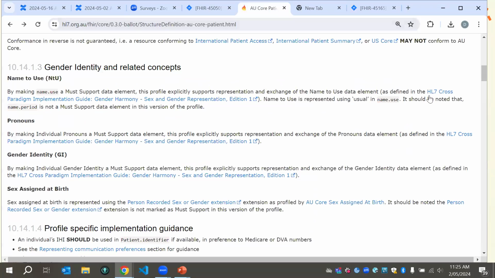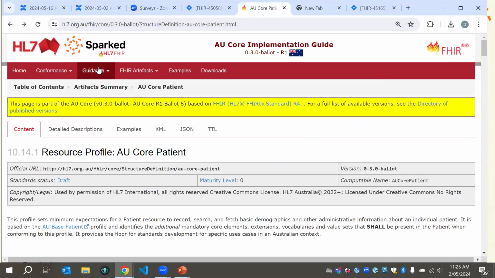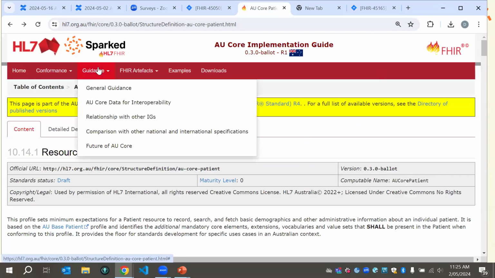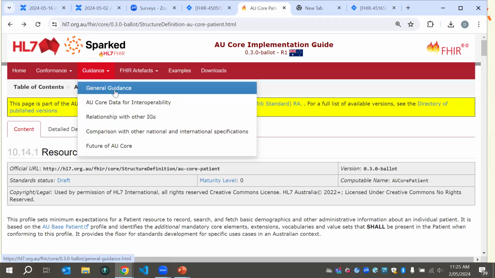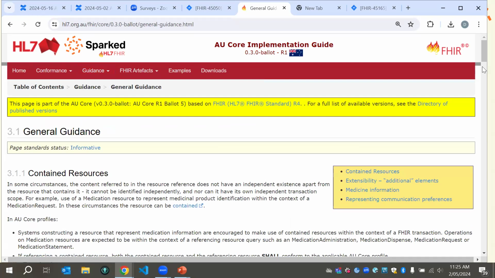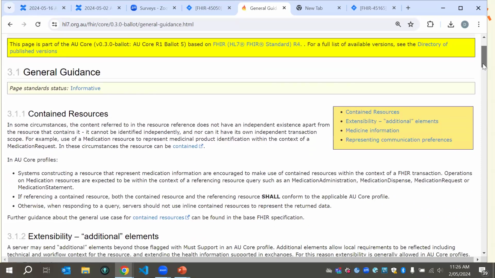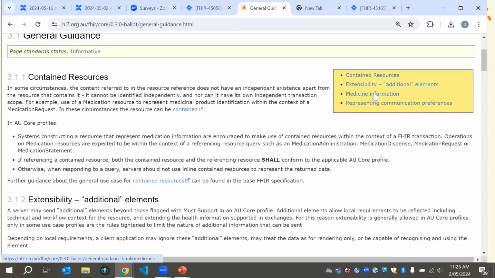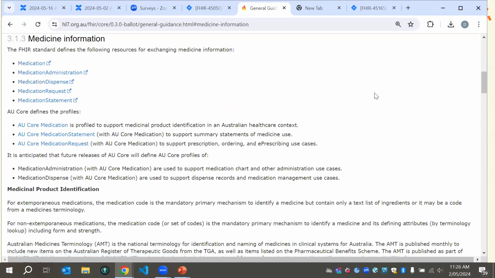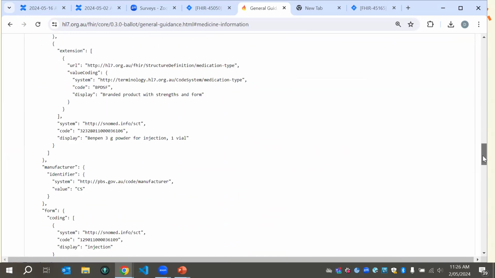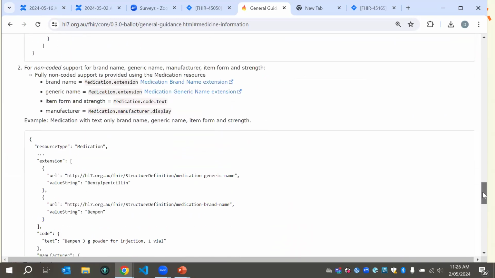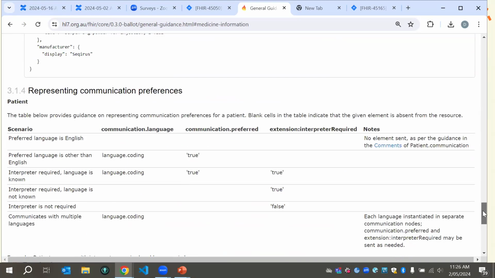So what is being referred to is this part. So there is only one page that is, I guess, all the AU core guidance, and the others are material around things like AU CDI, but this has guidance. And it includes here a section called medicine information. And this section has quite a bit of information on medications and representing them in FHIR.